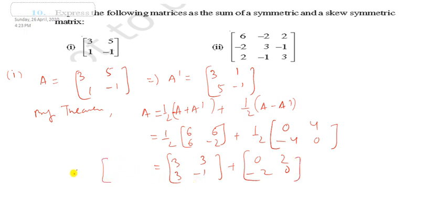So here I have expressed A, which is 3 5 1 and minus 1, as the sum of a symmetric and a skew symmetric matrix. This part will be a symmetric matrix and this part will give you a skew symmetric matrix.